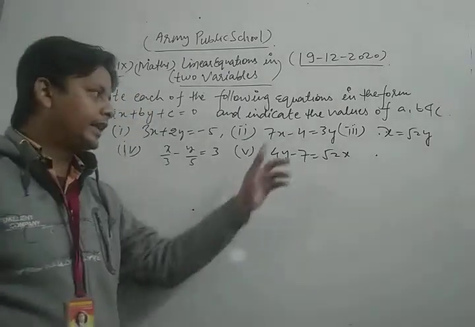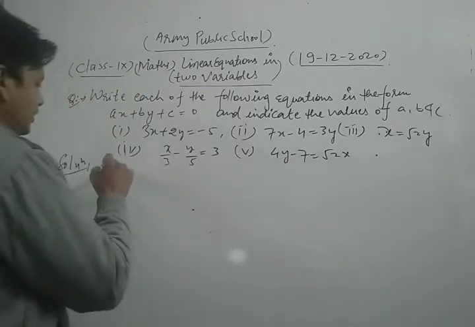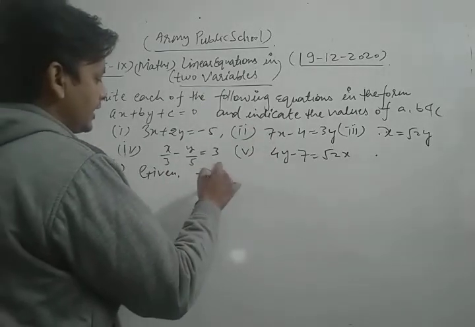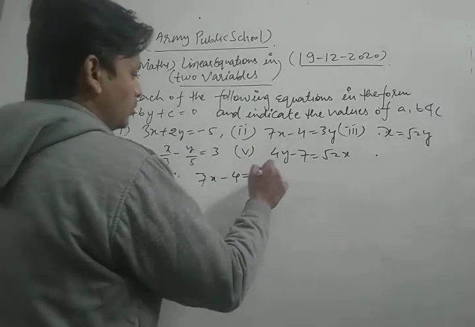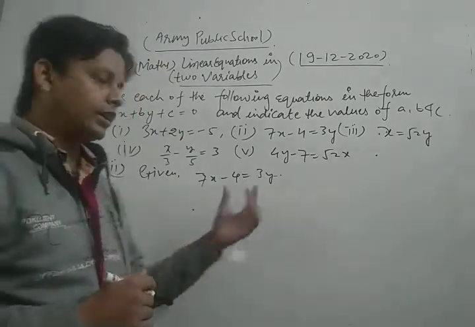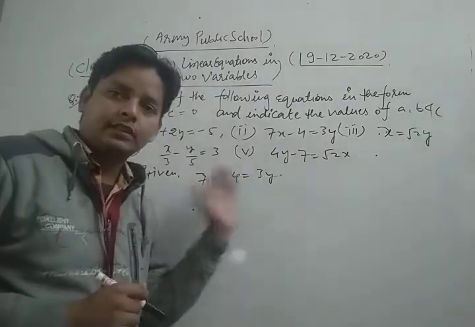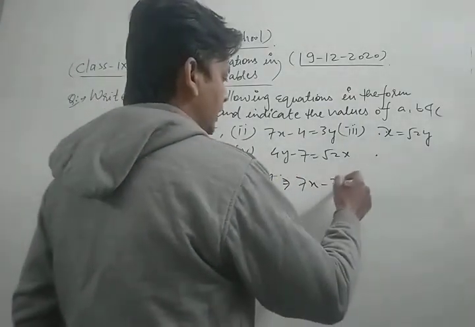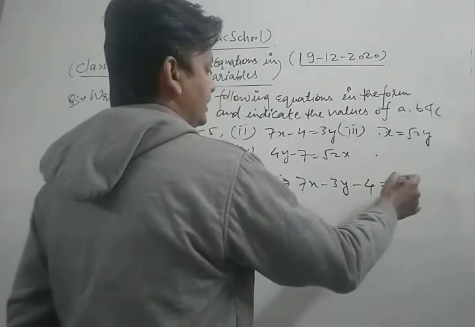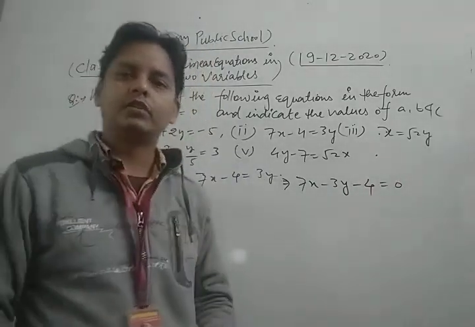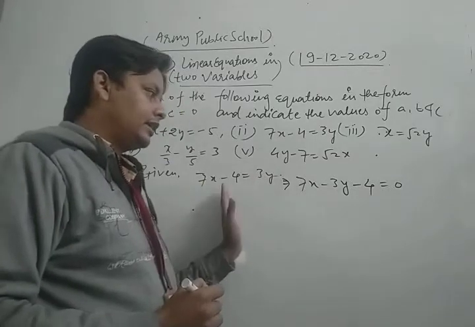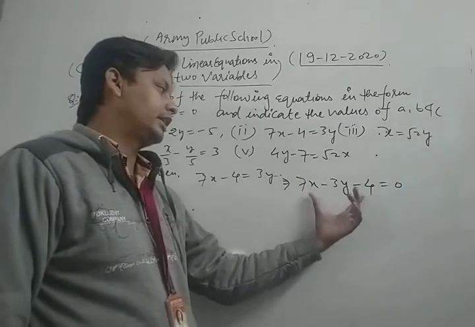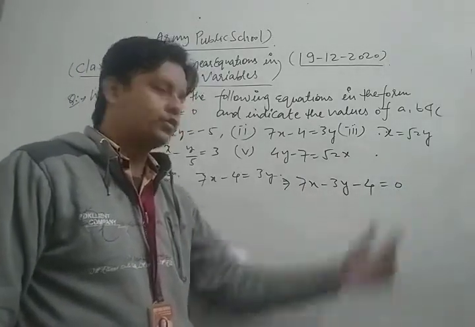Now dear students, we take and solve the second part of this question. First of all we write what is given: 7x minus 4 is equal to 3y. First of all, dear students, we transfer 3y to the other side. So we get 7x, transfer 3y to that side, minus 3y and minus 4 is equal to 0. We transfer 3y to the left hand side of the given equation, and after transferring we get 7x minus 3y minus 4 is equal to 0.